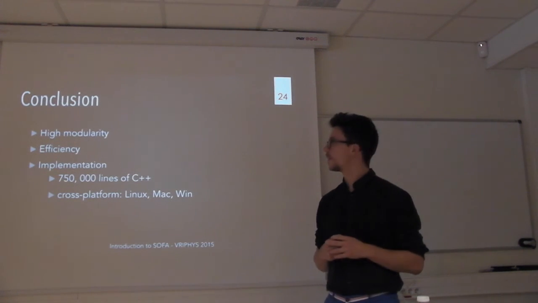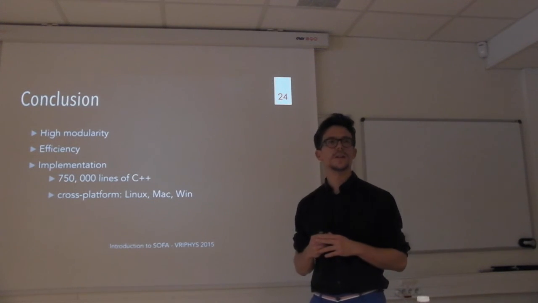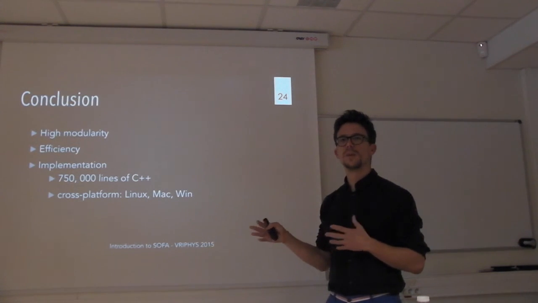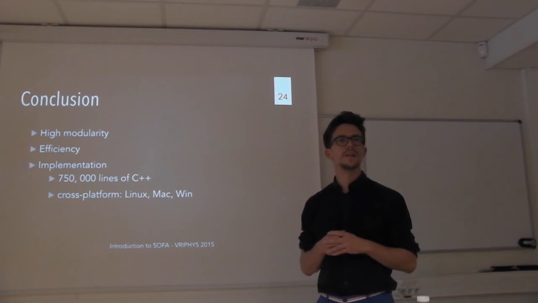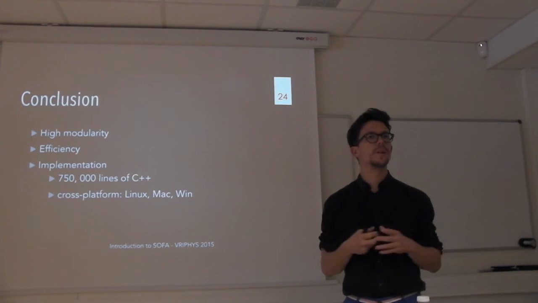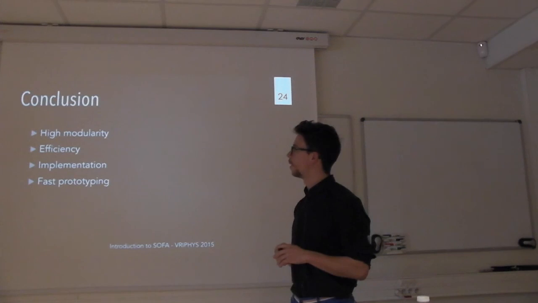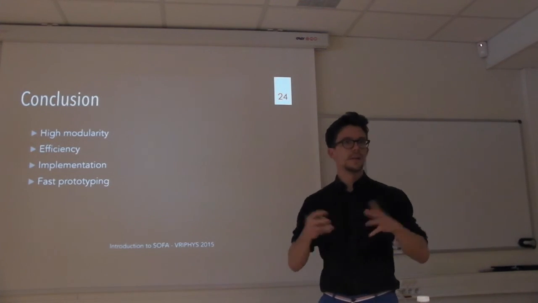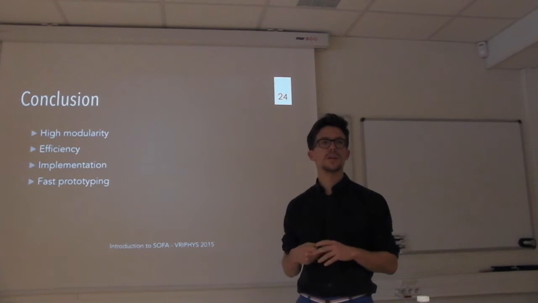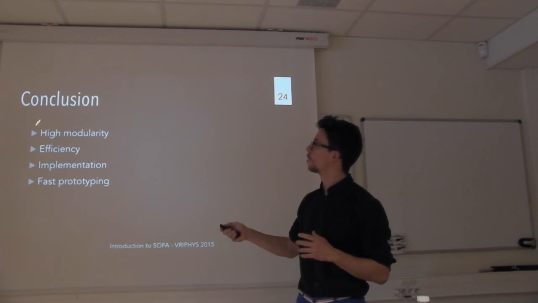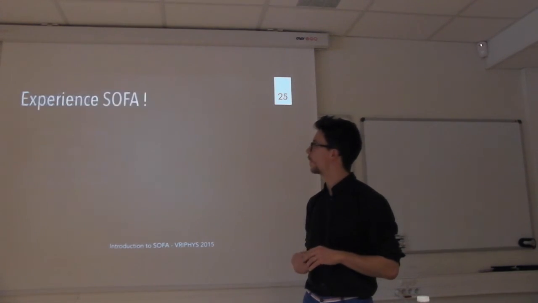Today, so far, it's more than 750,000 lines of C++. It's way too big, actually. We are going in the future to make it a bit lighter and more understandable, maybe for people that have never used SOFA before, and cross-platform. Outside of the teams, it's most often used for fast prototyping, and also, as I said, due to its high modularity and the efficiency of the simulation.